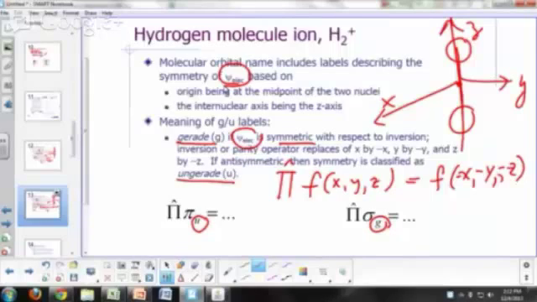So if I had the parity operator or the inversion operator operating on a pi u molecular orbital, what would be my answer here? Is this symmetric or antisymmetric with respect to inversion? The answer here would be negative pi u, the negative of the original function. If I apply it on sigma g, you still get back sigma g. So names for molecular orbitals generally provide information about the symmetry properties of those orbitals.